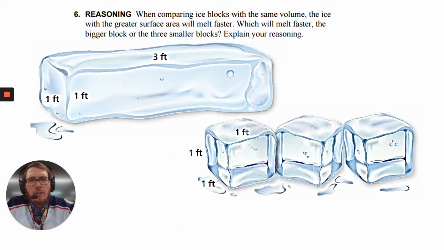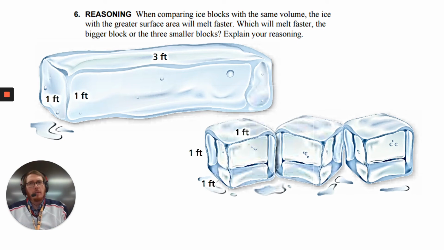The reason the surface area becomes important in application is things like wrapping presents, or this example, which is a good example about ice blocks melting. The idea is that the more surface there is, the more that the sun can hit or the temperature can hit the object. So this is no different than when it snows outside.